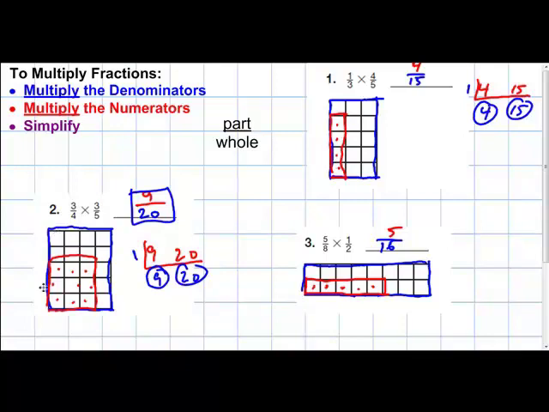Let's look here. We have a rectangle that is 20 squares. 9 of those squares are colored in red, so our fraction is 9/20. What we have here is a rectangle that is 16 squares. 5 of those 16 squares are colored in red, a relationship of part to whole. So our answer does make sense.